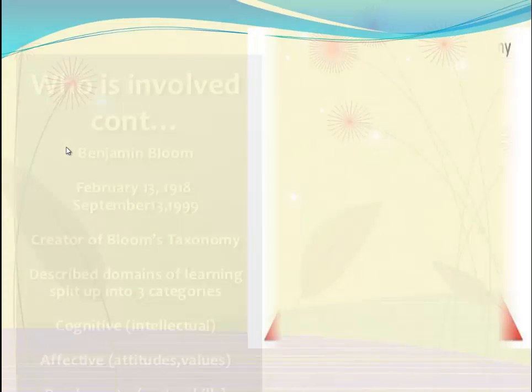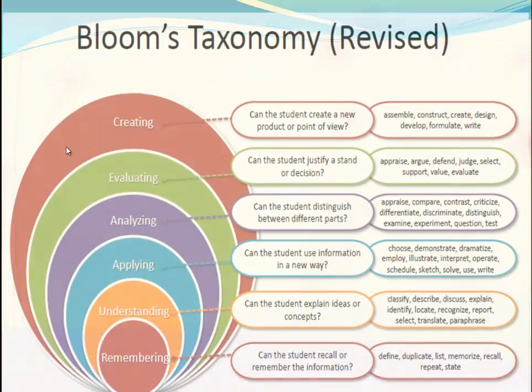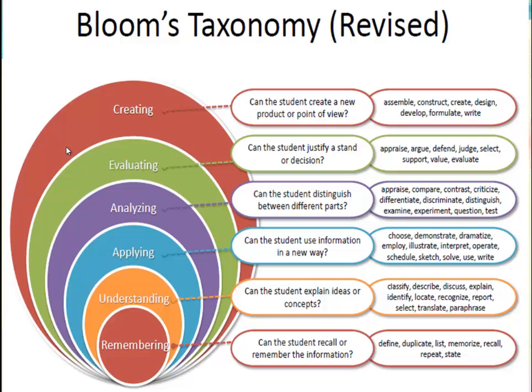Then, in 2009, Anderson and Krathwohl introduced another version of Bloom's taxonomy, including 6 domains also: remembering, understanding, applying, analyzing, evaluating, and creating. In this new version, creation is the last domain, the highest level of cognition.